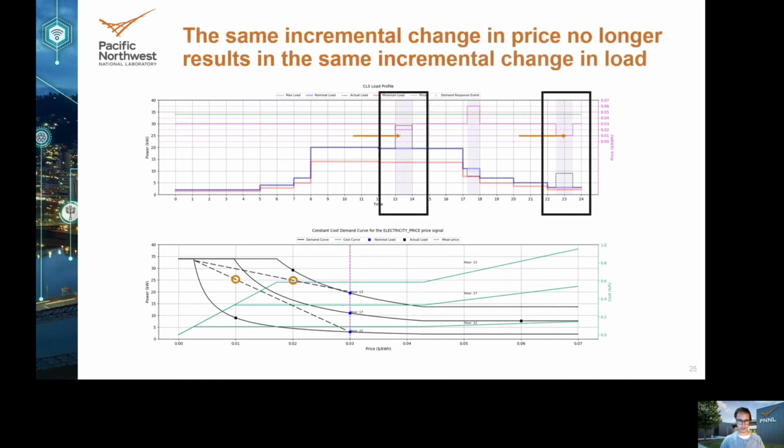And so here, the linear demand curve for hours 13 and 22 are being compared to the constant cost demand curve for the same hours. And doing the comparison, it appears that for some hours, like hour 13, the constant cost demand curve produces a larger load increase when compared to the linear demand curve. But during hour 22, the constant cost demand curve produces a smaller load increase when compared to the linear demand curve. And so this is telling us that an incremental change in price no longer leads to an incremental change in load. And so the constant cost demand curve controls for costs, but with the trade-off of having variable lighting service quality and a more complex design.